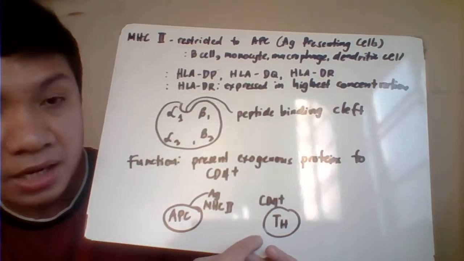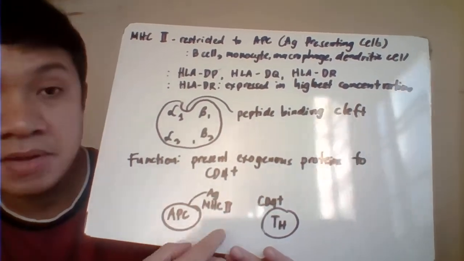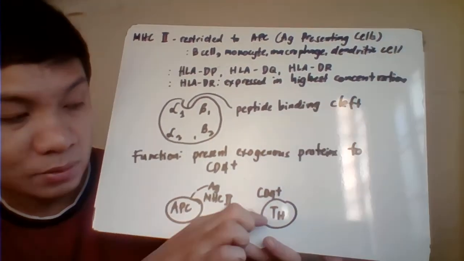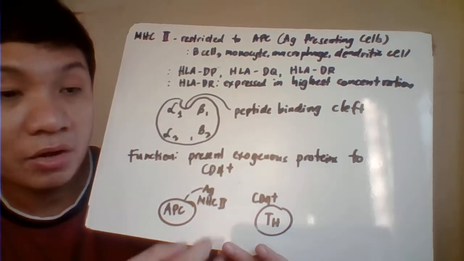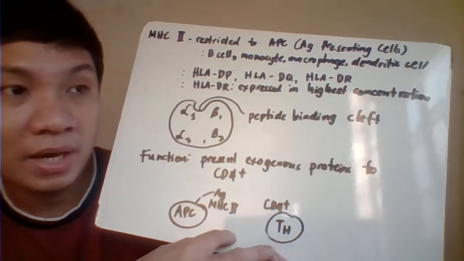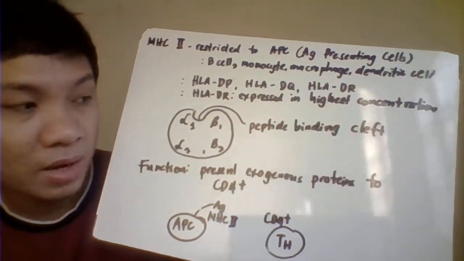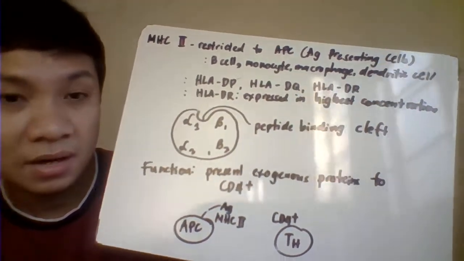So if your antigen is not being presented along with your MHC class 2, your T helper will not react to that, and therefore it could not kill this one. And eventually, you cannot remove that one through different other mechanisms.